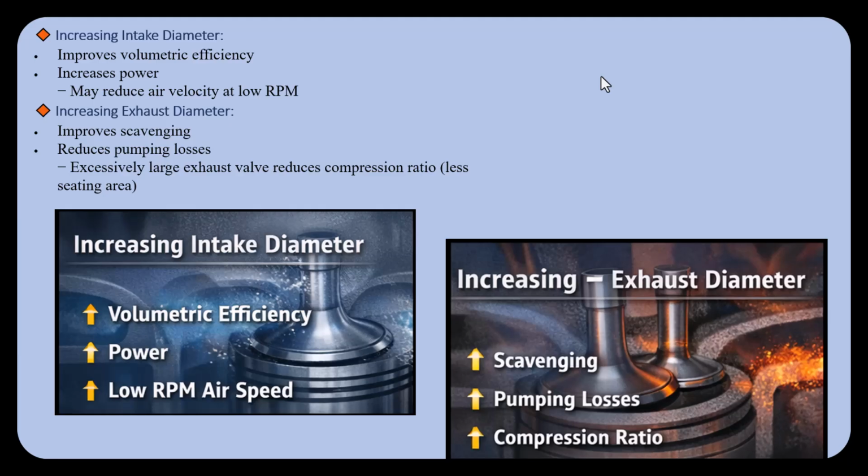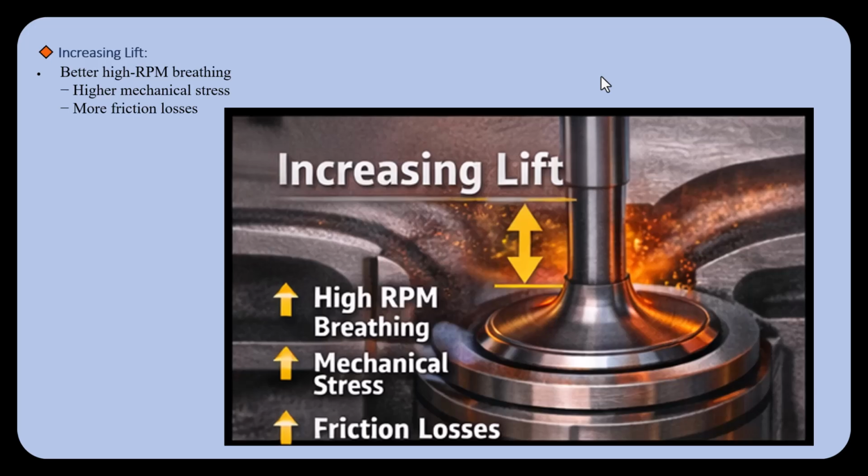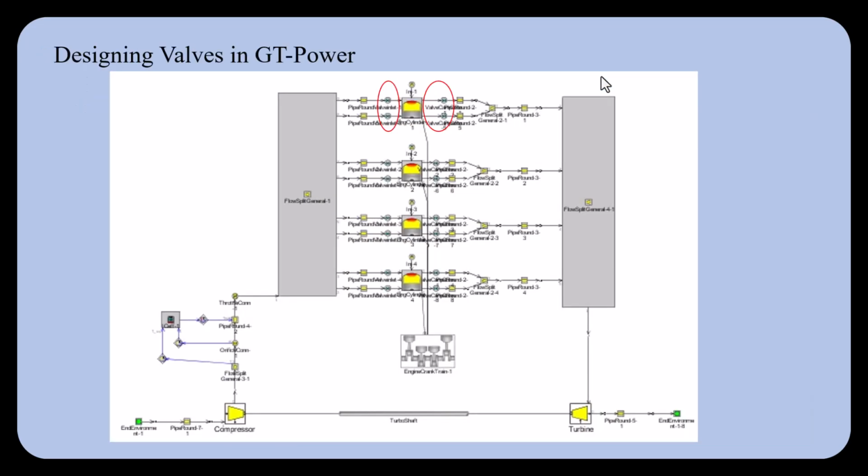What about increasing exhaust diameter? It can improve scavenging. It reduces pumping losses, but a large exhaust valve reduces compression ratio and has less seating area. And as I said about increasing valve lift, it can lead to better high RPM breathing, higher mechanical stress, and more friction losses. So let's go through designing valves in GT-Power.